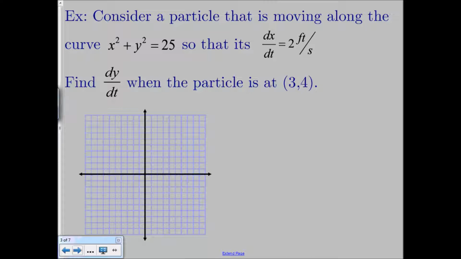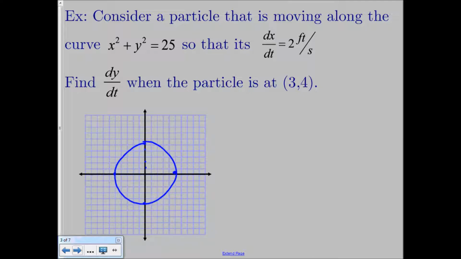So let's look at a quick example just to see how this works. We're going to consider a particle that's moving along the curve x squared plus y squared equals 25. And all that curve is, it's a circle with a radius of 5 centered around the origin. So we'll just graph that real quick. So we're just going to quickly graph out this circle to see the path that the particle is moving in. So there's a rough circle for you.